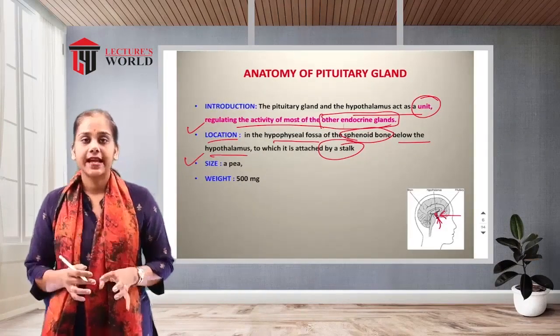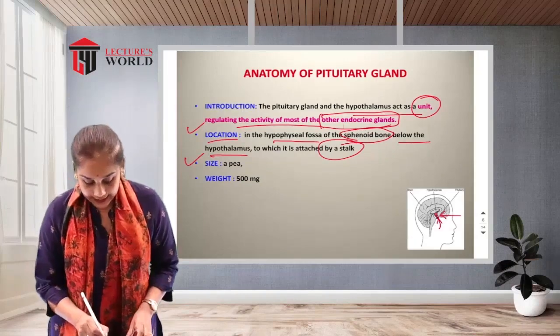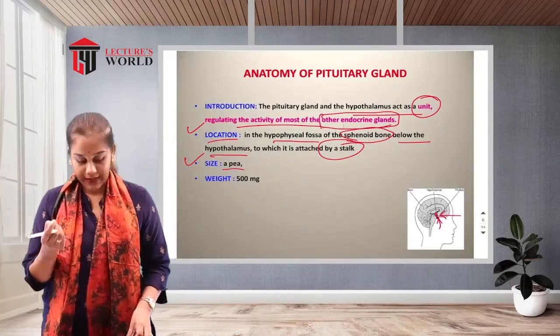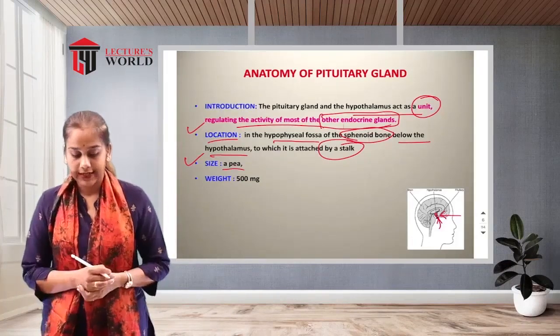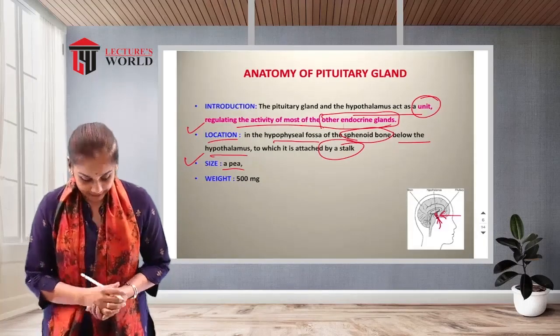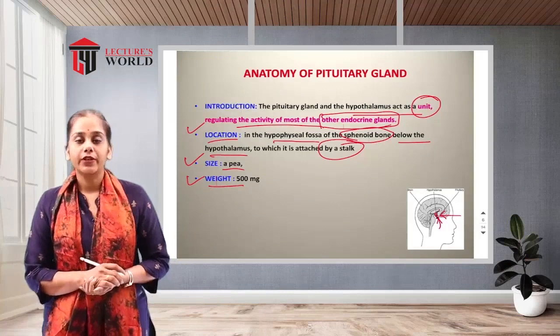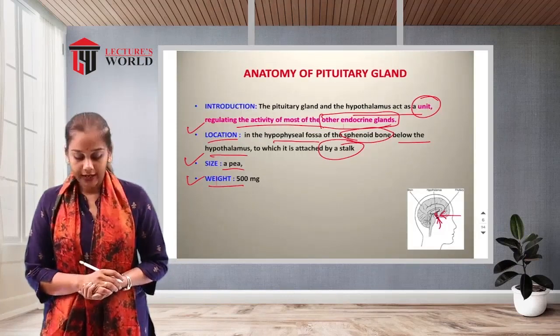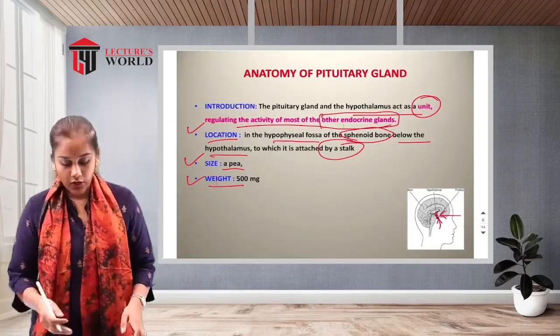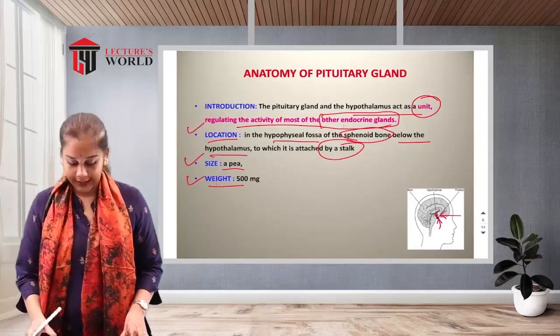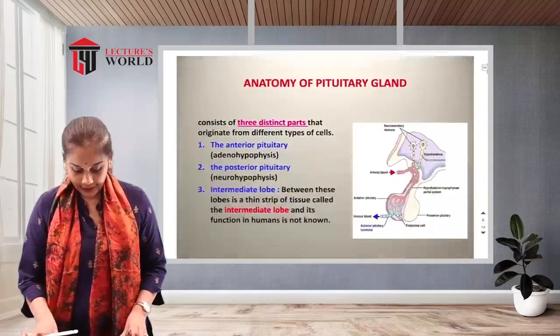What about the size of the pituitary gland? It's like a pea. Then what about the weight? The weight of the pituitary gland is 500 mg. So this is all about the anatomy of the pituitary gland. Now let us see the next.